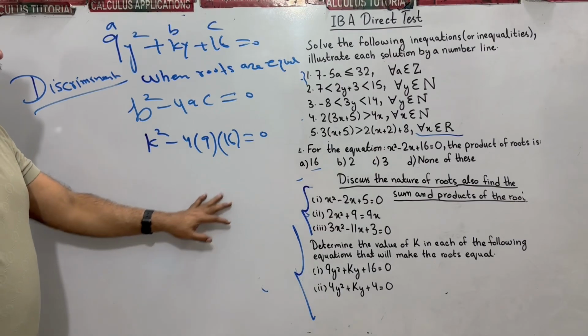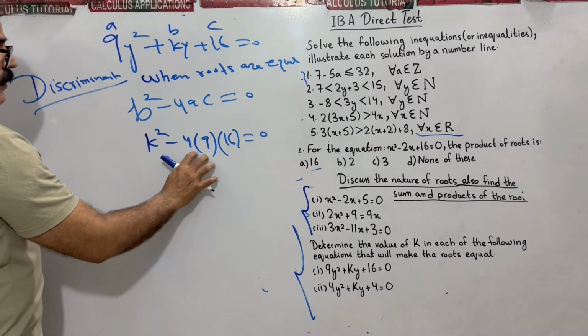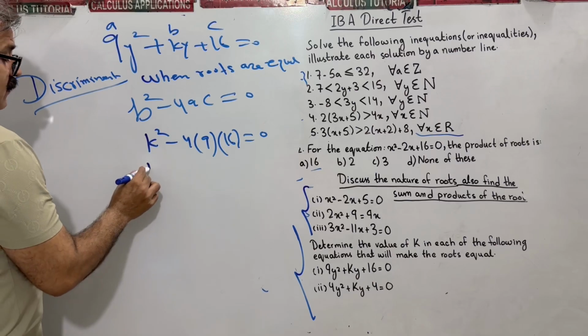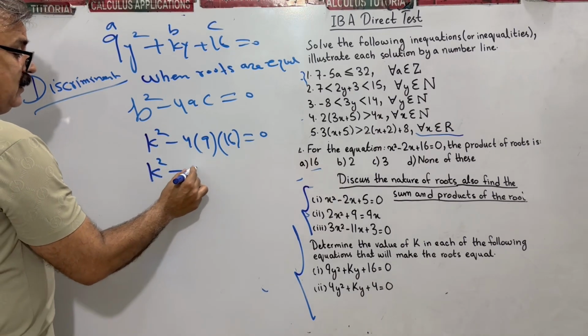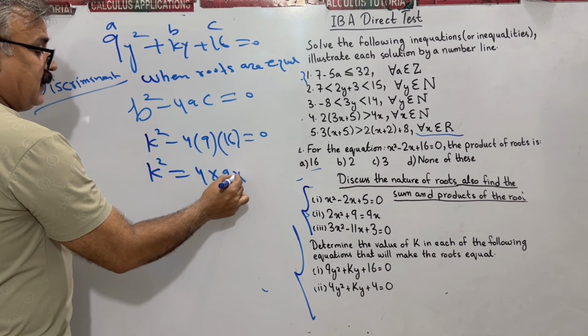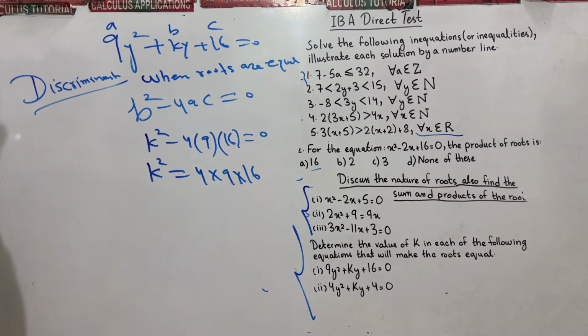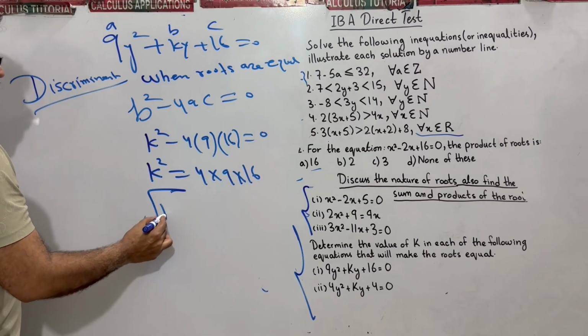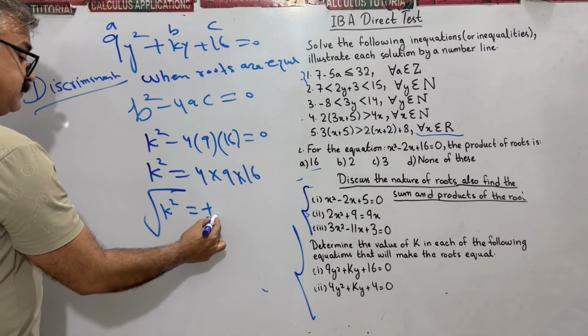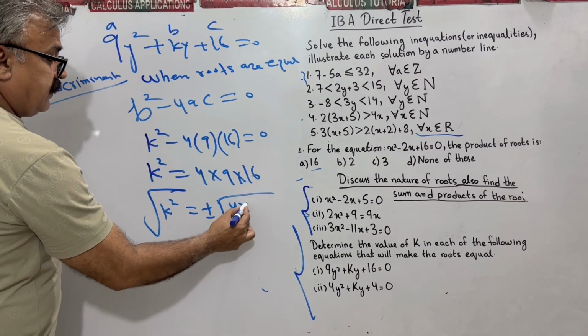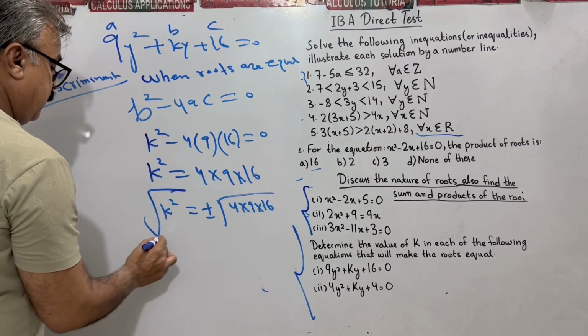Become lazy. Don't try to multiply. Just shift them there, and they are all perfect squares. You are in a position to find their square root very easily. 4 times 9 times 16. I have shifted the 3 quantities there. To get rid of the square, taking a square root must give positive and negative.